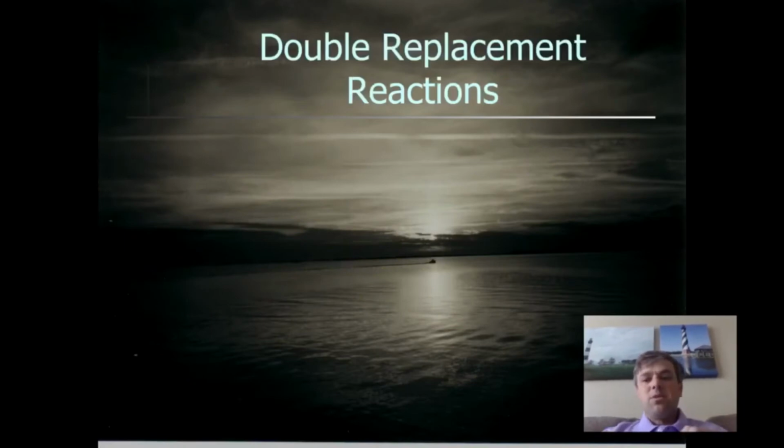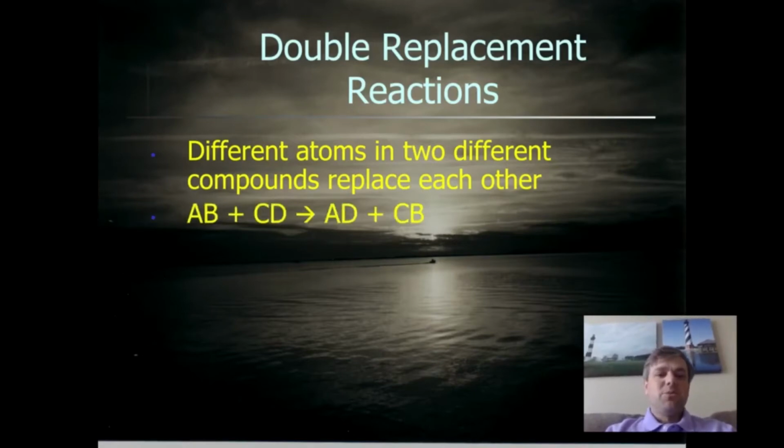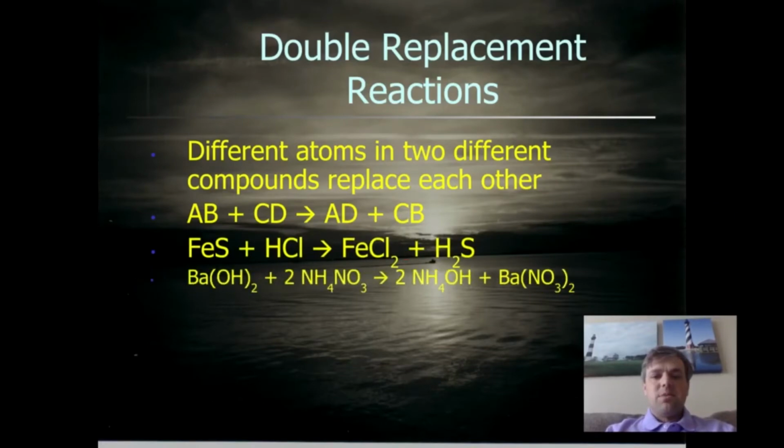The last type of chemical reaction is a double replacement reaction. And in double replacement reactions, you have different atoms in two different compounds replace each other. So if we go back to the dating analogy from single replacement, well, double replacement reactions get really weird, where it's like you're going on a double date, and by the end of the night, everybody switched partners. These are a couple of examples of double replacement reactions. These two reactions don't work very well on camera.